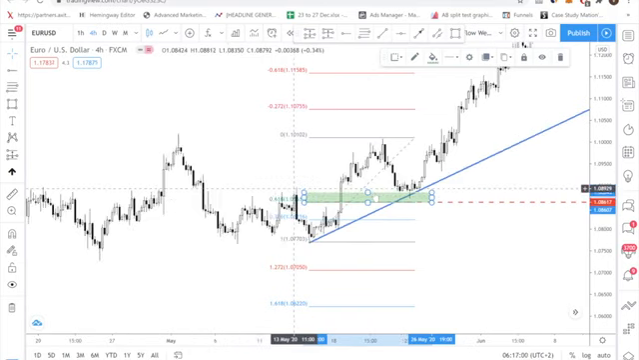Okay, so the three steps are very simple. Step number one, draw a trend line. Step number two, look for your Fibonacci level. And step number three, look for market structure to combine, to make sure that you are entering at a good level. Let me just write it down for you.